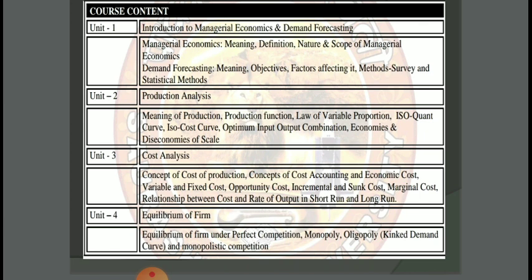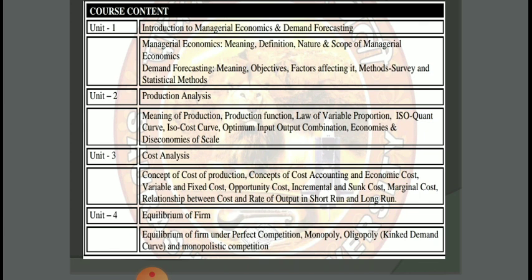In the second part, known as Demand Forecasting, we will learn what will be the future demand of our product and the ways how we can know the future demand of our product. Unit number two is about production analysis. In this unit, we will know what are the combinations of inputs with the help of which we can produce a given output at least cost.